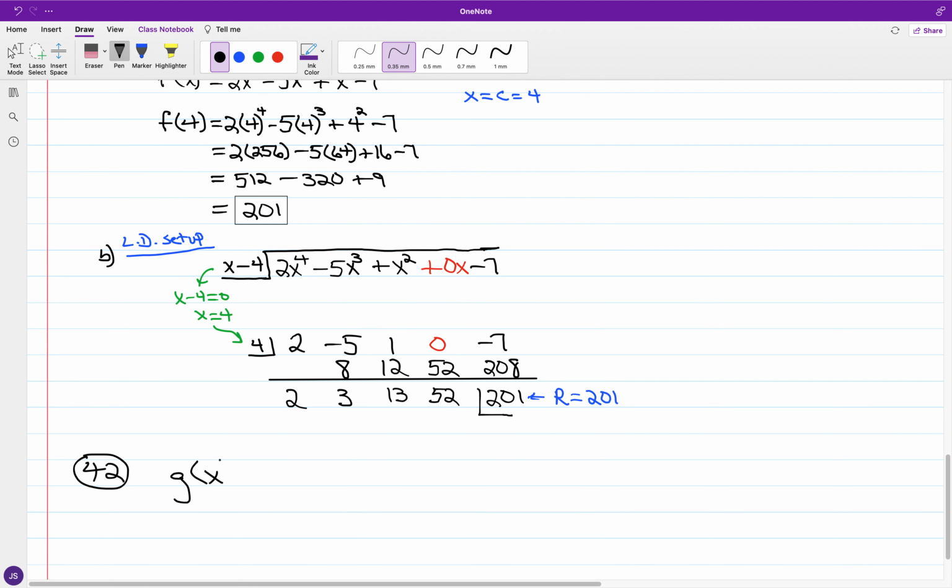Okay, so you've got g of x, and here we're going to have this set equal to 3x to the 5th, plus 2x to the 4th, plus 6x squared, and minus x plus 4. Again, this is going to be divided by x minus 2.